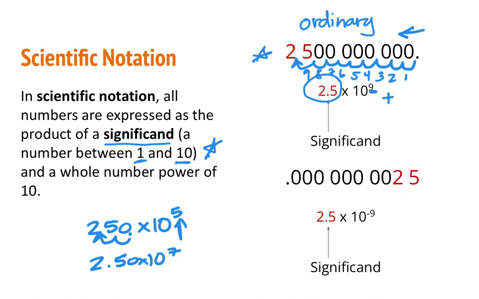An example on the bottom is if I'm moving my decimal to the right. So again, 1, 2, 3, 4, 5, 6, 7, 8, 9. Then my exponent will be negative.